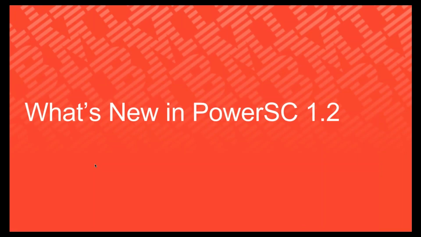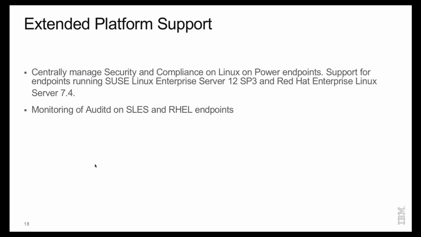Okay, so the next section is 1.2. I'm going to discuss what has been released in the newest release of PowerSC. One of the things that has been released is support for hardening SLES 12 SP3 and Red Hat 7.4. So you have the ability to harden those endpoints, once again using a PowerSC expert solution. The GUI also now interfaces with AuditD, the audit daemon for the Linux SLES and RHEL endpoints.